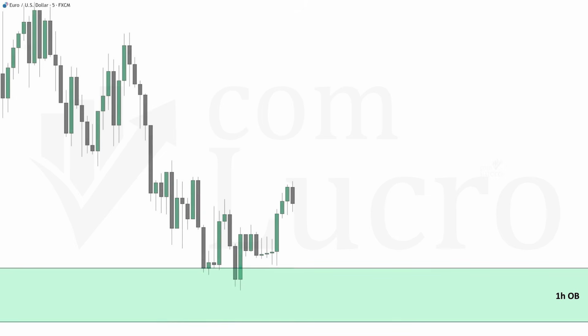On the 5-minute chart, the market has already shown a clear change of character. Exactly the reversal signal we were waiting for. This tells us the short-term downtrend has ended, and we can now start looking for long setups with confidence. The next step is to wait for price to form bullish order blocks, and then use them as entry points.